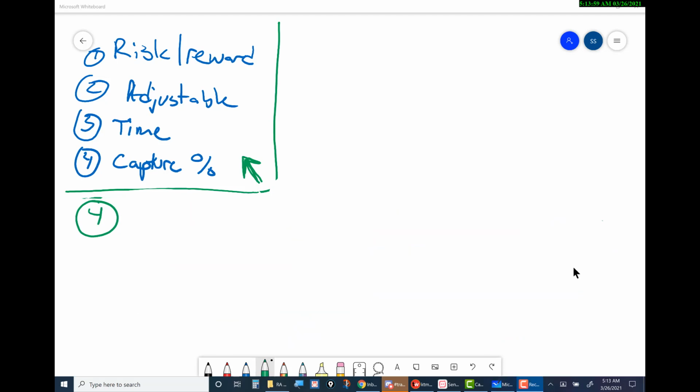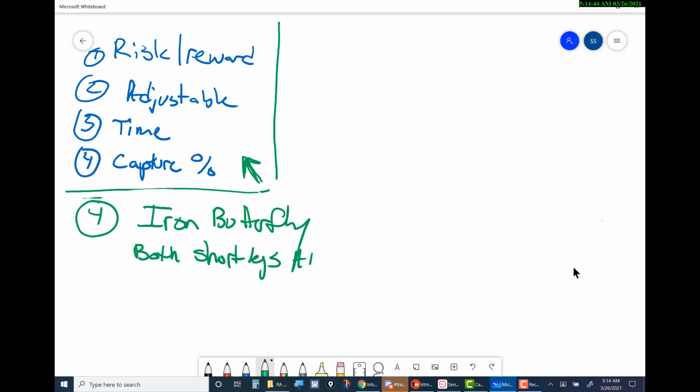All right, number 4 of 6 different ways that we can trade the 0 DTE is my favorite. It's my favorite if we can get the right setup to initiate it. Okay, so number 4 is the iron butterfly. Now, an iron butterfly is where we put on a full, what you would be used to calling an iron condor, but both short legs are at the money. Okay, so an interesting risk graph.